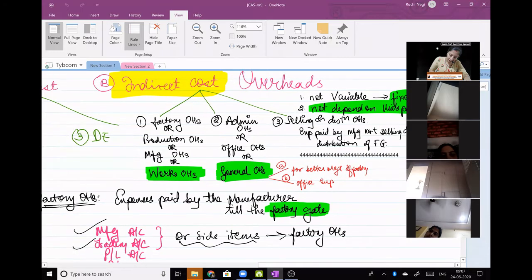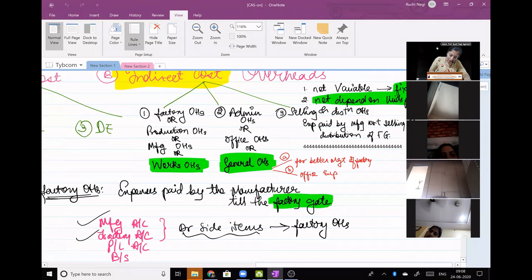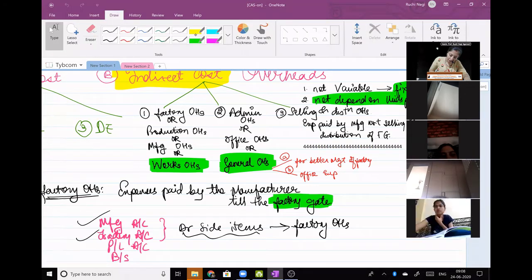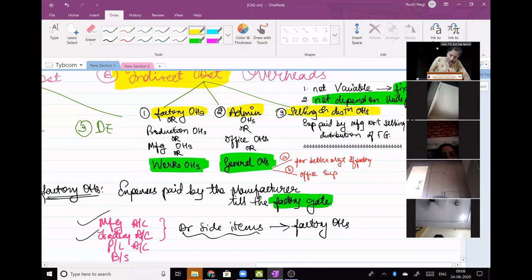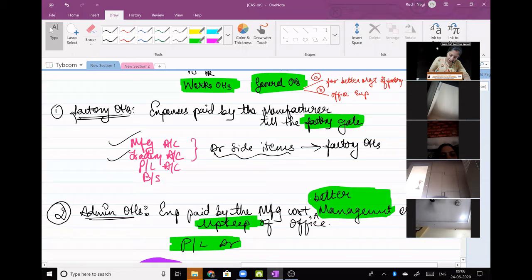And as per the definition of CAS 1, indirect cost, which is also known as overheads, is divided into three categories: factory overheads, admin overheads, and selling and distribution overheads. So what comes in factory overheads? What is the definition? Expenses paid by the manufacturer till the factory gate. Last lecture I had said your manufacturing account, your trading account, debit side items represent factory overheads.